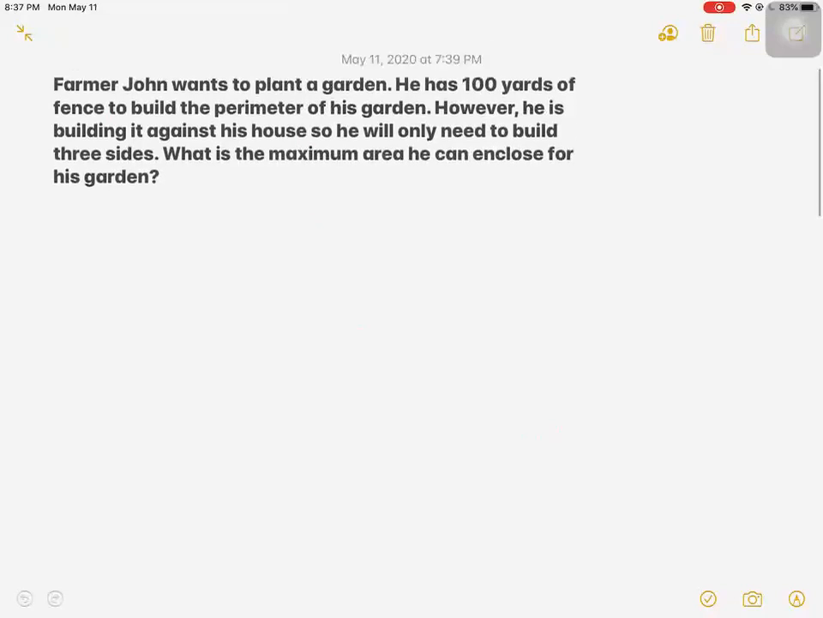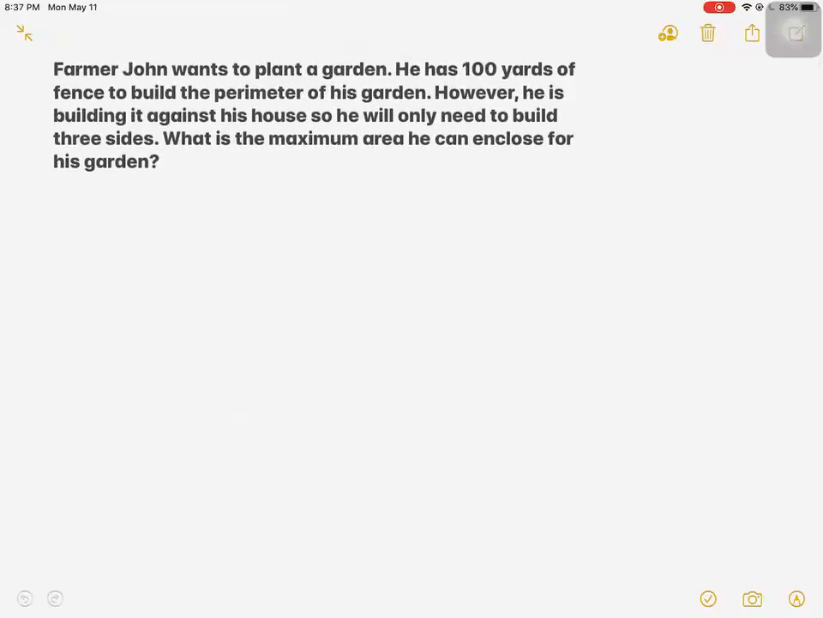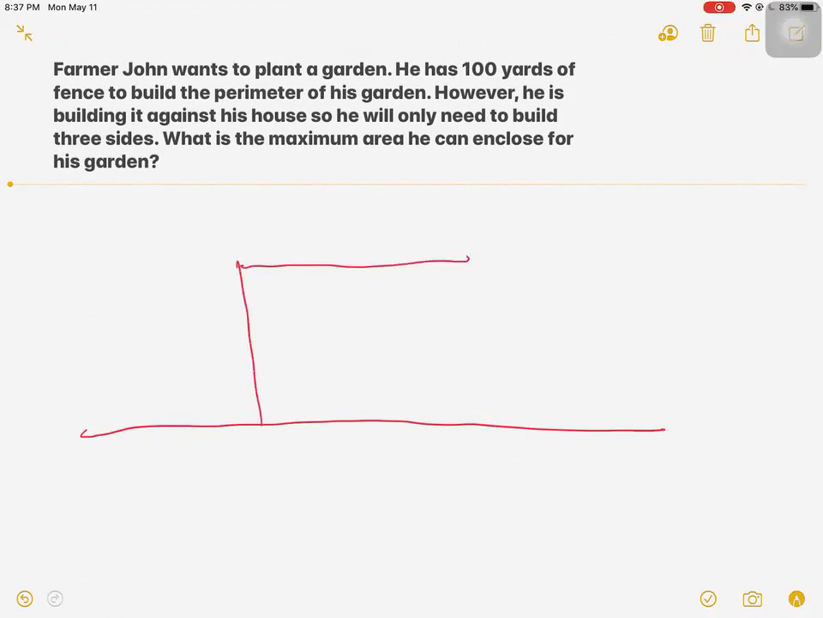Okay, so I'll draw. The first thing you want to do is draw a diagram for these questions. So let's say this is the wall of his house. It says he wants to build 3 sides to enclose a garden. So it's going to look something like this. And it's told that he has 100 yards of fence. His house length doesn't matter because it's going to extend infinitely. Well, we can assume that.